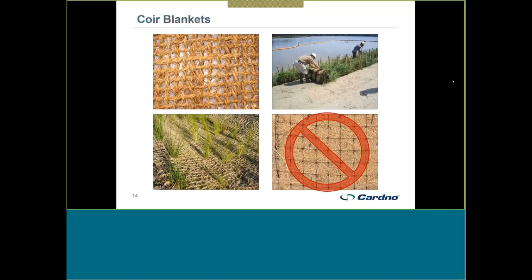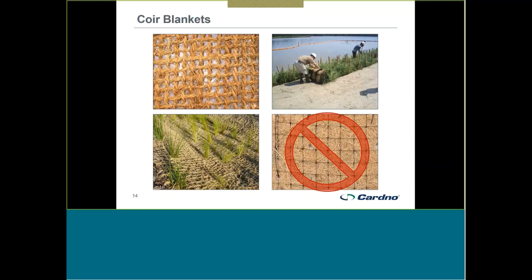So a slight variation on the coir log is the coir blanket, and it's the same material. It's just woven into these large weave mats, and it's used in a couple different applications. A lot of times this is used in upland soil and erosion control just to hold slopes in place once they've been seeded until the plants germinate. But here they're used on shorelines in a couple different ways. Most commonly is just to hold the shoreline in place, and then you can plant through them. That's what you see in this lower left-hand corner.